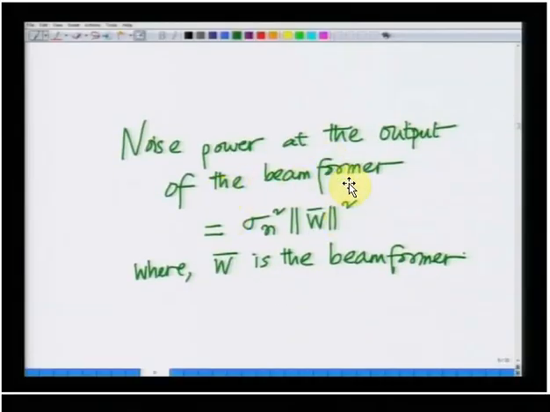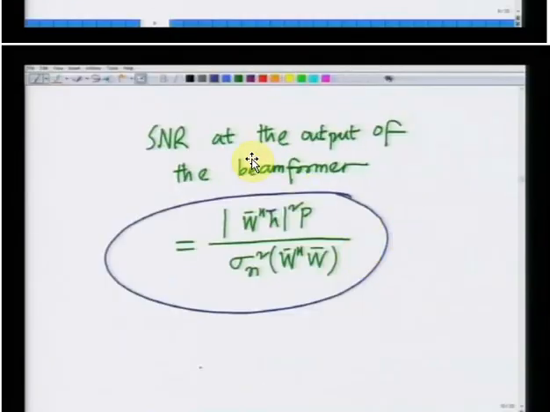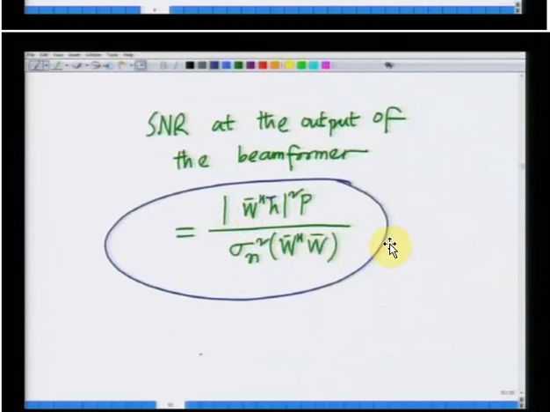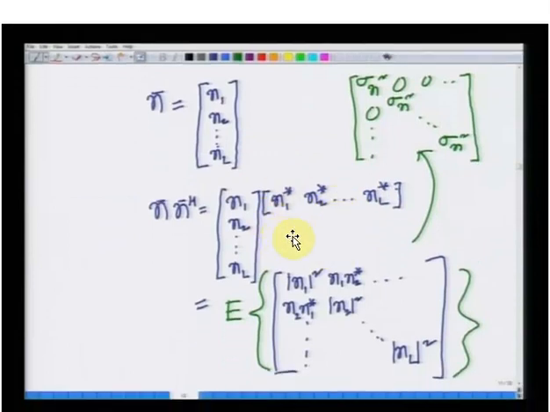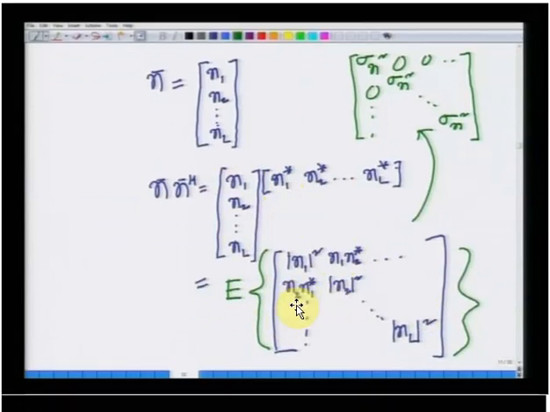So noise power at the output of the beamformer is given by this equation, where W bar is the beamformer. Finally, the SNR at the output of the beamformer is given by |W bar Hermitian H bar|² P divided by σn² W bar Hermitian W bar. We can skip the values of this noise as they are redundant. We can calculate the expected value of noise.